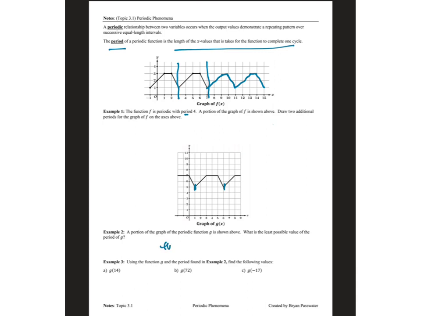The least possible value means that in this interval from 1 to 6, there's nothing in here that repeats. So the least possible period. I think you could have just written a 5. I think it's a 5.